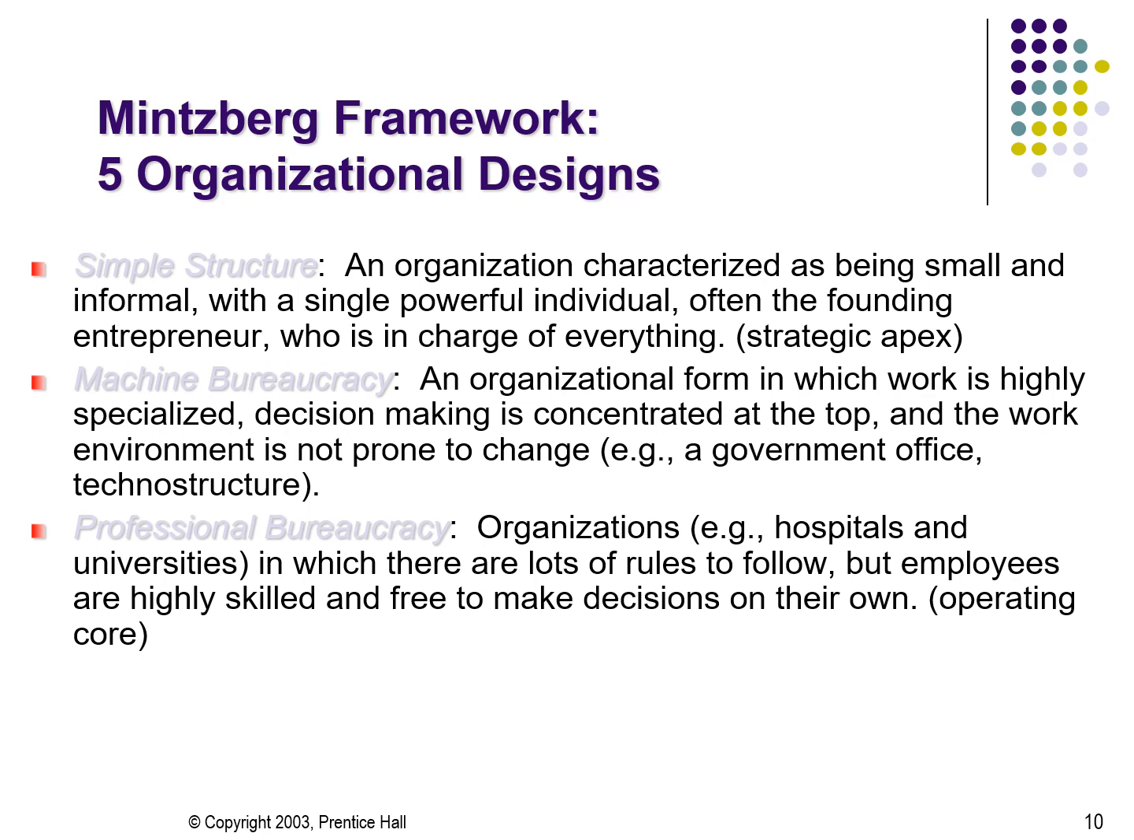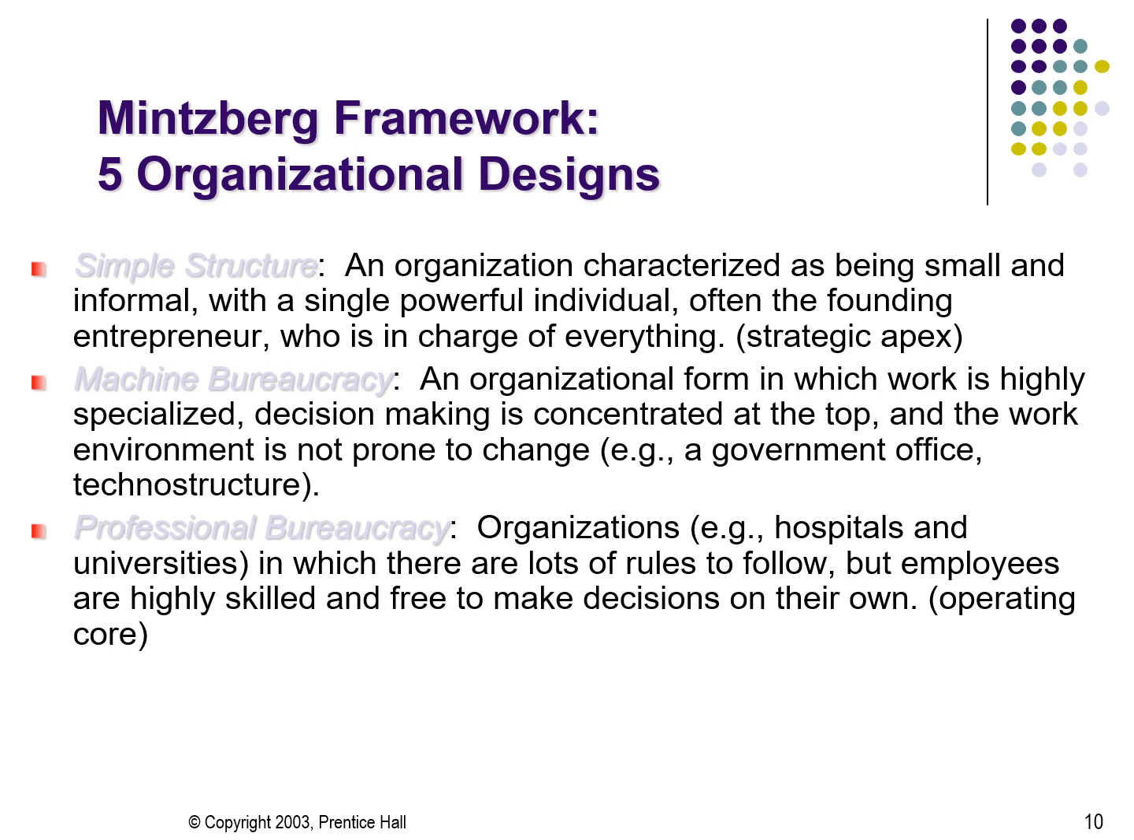A machine bureaucracy is an organizational form in which the work is highly specialized, decision making is centralized at the top, and the work environment is not prone to change. This would be dominated by the technostructure. So what's most important is how things are being done. And this would be an example of a bureaucracy or a Theory X organization, a classical organizational theory.